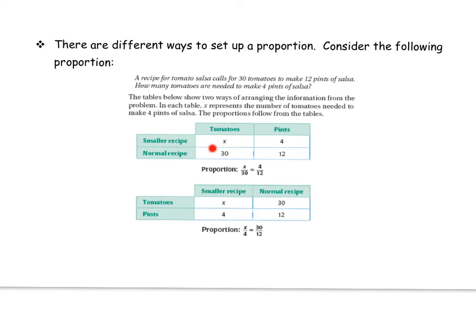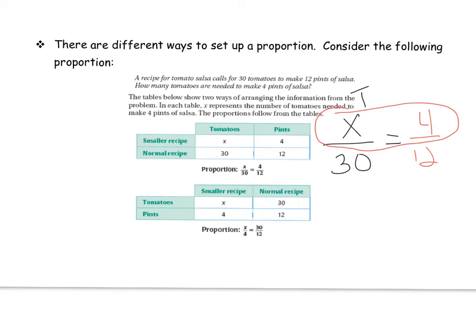Alright, so here I set it up just how I set it up in my table. I use my tomatoes in one proportion, which was right here, x, for the amount of tomatoes in the small recipe, over 30. So these are both my tomatoes. Alright, and then here I did the pints on the other side of the equal sign. So then I did 4 over 12. Okay, so I have both small recipes up here with tomatoes and pints, and then the large recipe is down here, 30 tomatoes, 12.